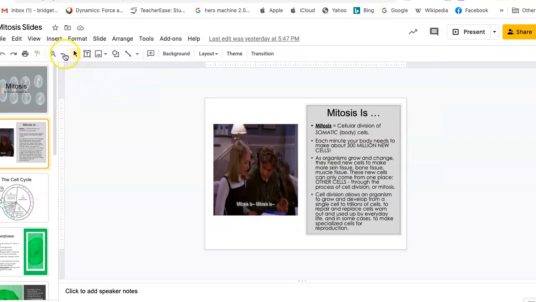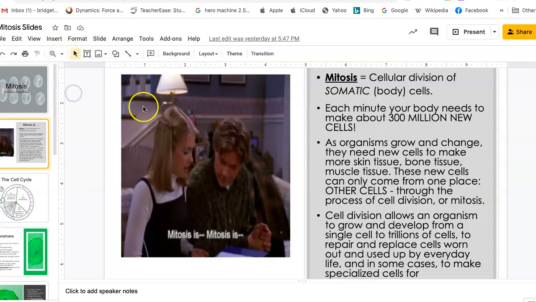So when we talk about mitosis, we talk about it being basically the division of what we call the body cells, right? Somatic is another name for body cells. So this is all of the different cells in your body other than your sex cells. Each minute, think about this, your body needs to make about 300 million new cells. Just since I've been talking, that's pretty amazing.